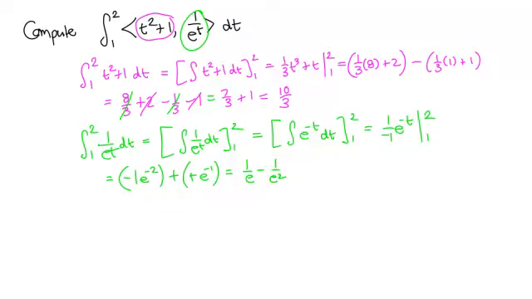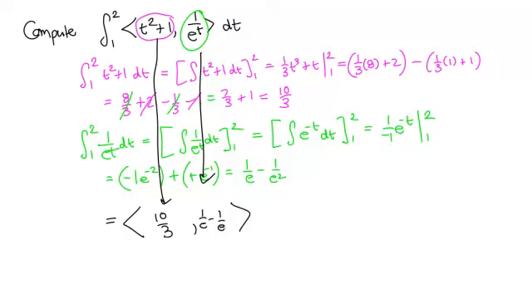So now that I know the two component parts, I now know the answer. The integral of a vector is the vector of its integrals. So the integral of the first component will be 10/3, and the integral of the second component will be 1 over e minus 1 over e squared. And so there's my answer.